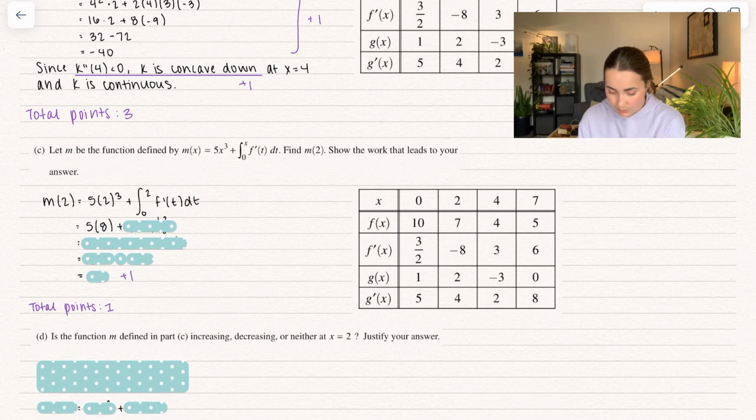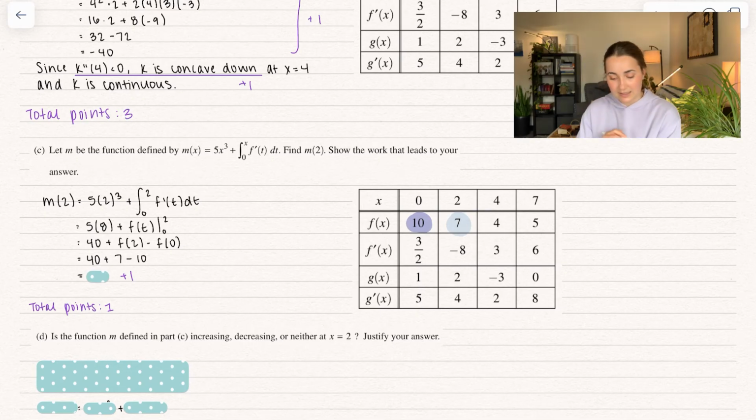Right here, I just multiplied 2 cubed, which is equal to 8. So 5 times 8. Now the integral of f prime of t is going to give f of t, right? So we get f of t evaluated between 0 and 2. Multiplying this, we get 5 times 8 is equal to 40 plus, and now we do upper minus lower. So f of 2 minus f of 0. We can go ahead and look at our chart. We have f of 2 is equal to 7. f of 0 is equal to negative 10. So plugging that in, we get 40 plus 7 minus 10, which is equal to 37.